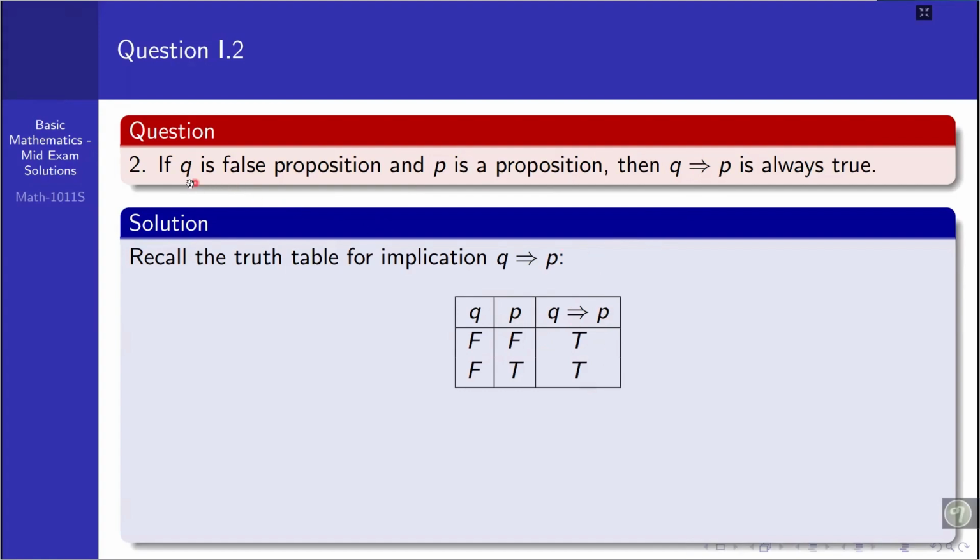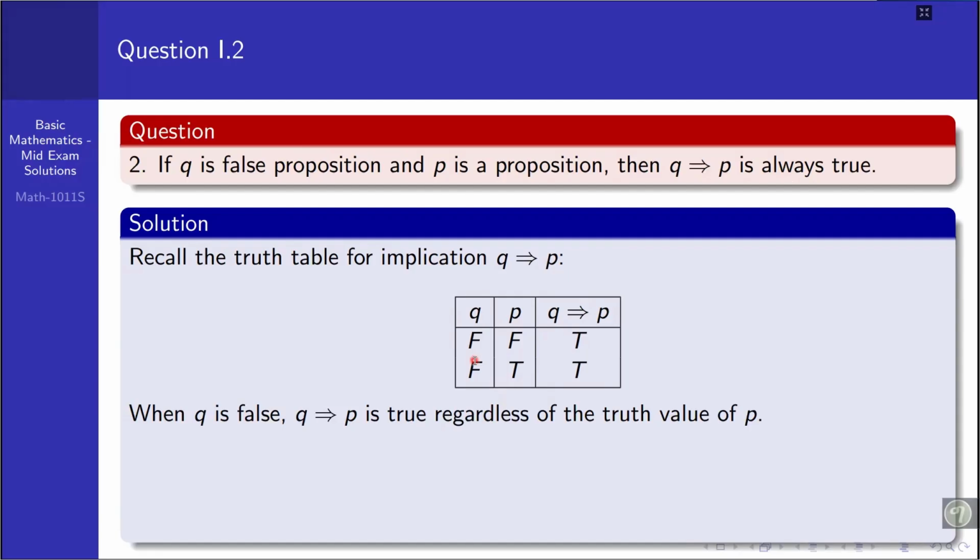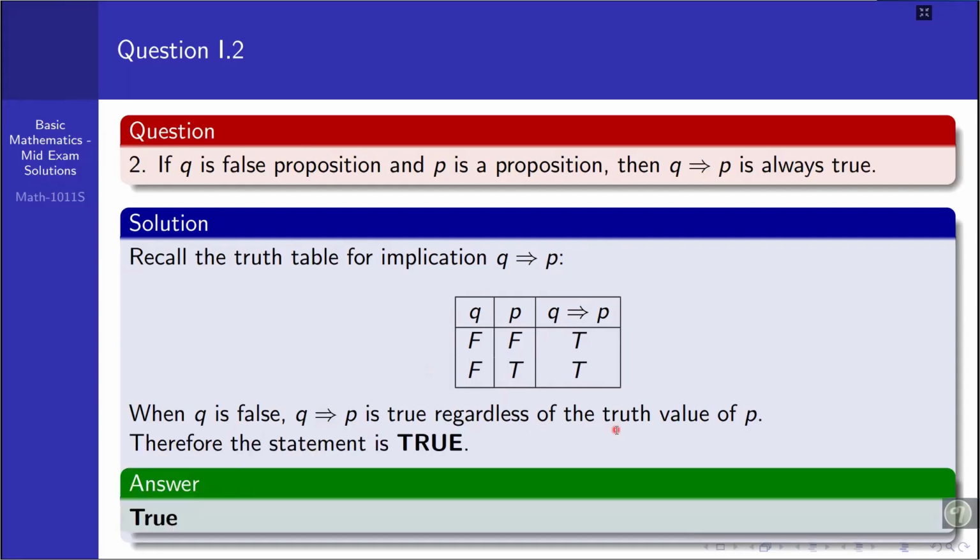Therefore, the statement, if Q is a false proposition and P is any proposition, then Q implies P is always true, because as we can observe, Q implies P is always true, whatever the truth value of P is, because Q is always a false proposition. Then when Q is false, Q implies P is true, regardless of the truth value of the second component proposition, that is simply P, so the statement is true.